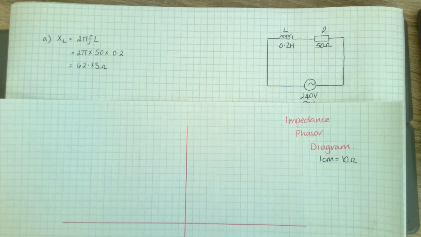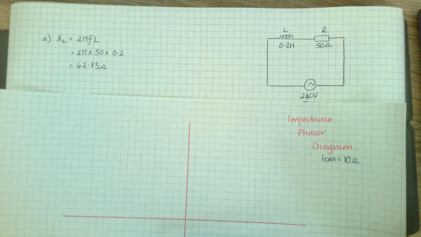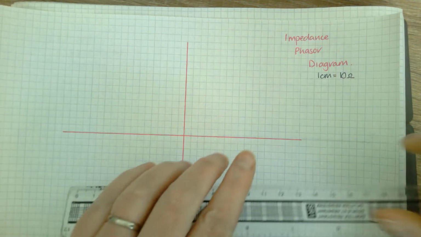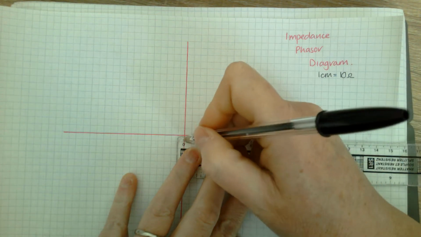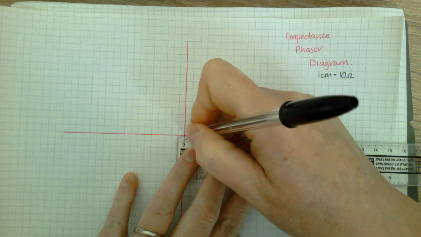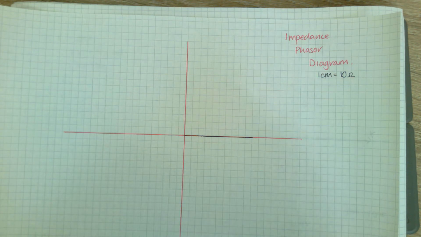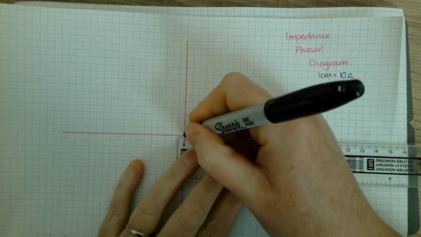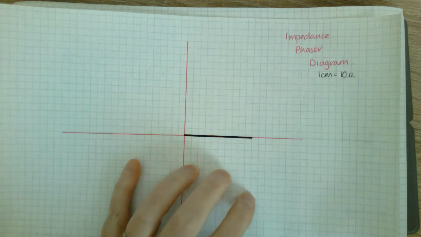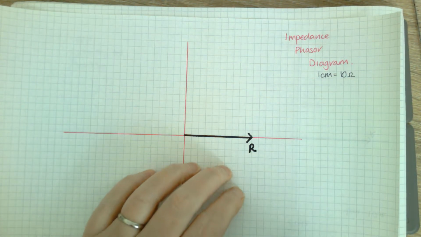So looking back there at your resistor's 50 ohms, that's going to be 5 centimetres, and your resistance always goes out that way to the right. So always on this axis, the only thing that will change about it will be the length of the phasor. So there it is out to there. That's my resistance there, my 50 ohms.